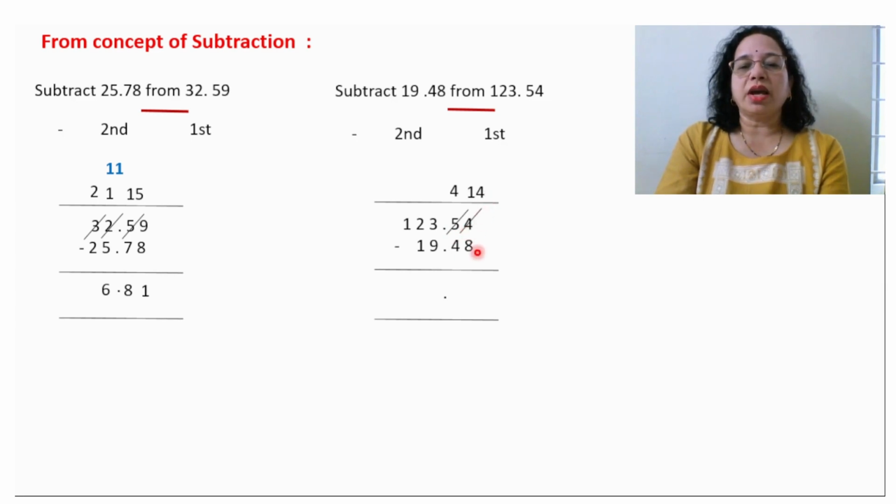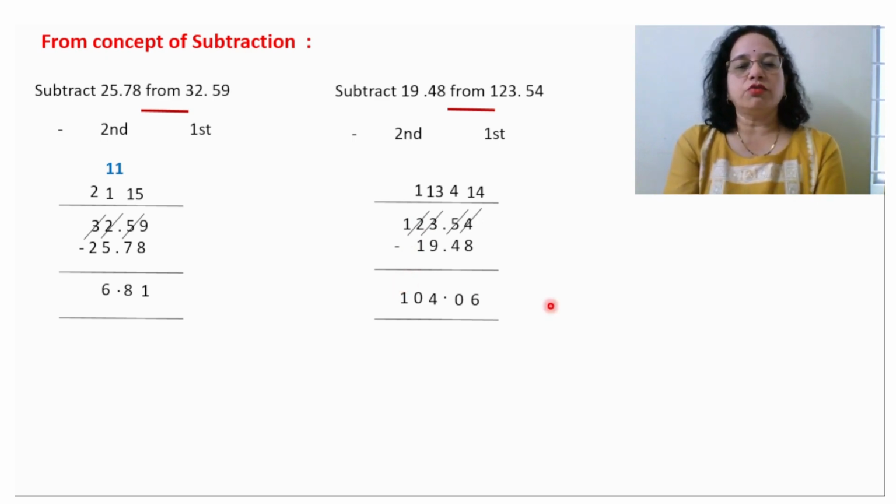So 14 minus 8 will be 6. 4 minus 4 will be 0. Now you cannot subtract 9 from 3, so borrow from here. So this will become 1, and this 3 will become 13. So 13 minus 9 will be 4. 1 minus 1 will be 0, and this 1 we will copy down as it is. So the answer is 104.06.